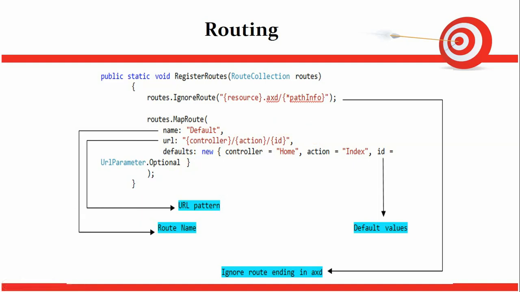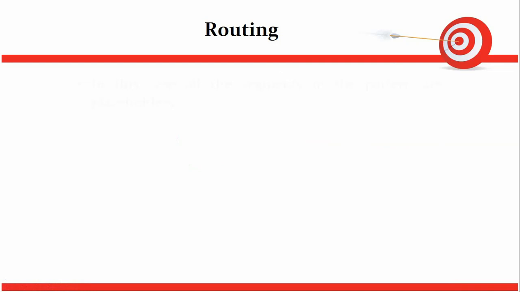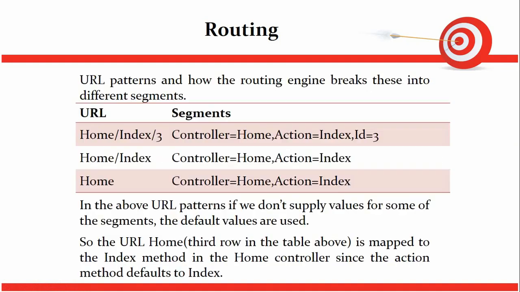Same idea. What is the controller's name here? Controller's name by default is home. What is the default action? Index. By default, ID is optional. It's not compulsory for you to pass the ID. Okay, so that's it. Let me skip this. Just go through that.